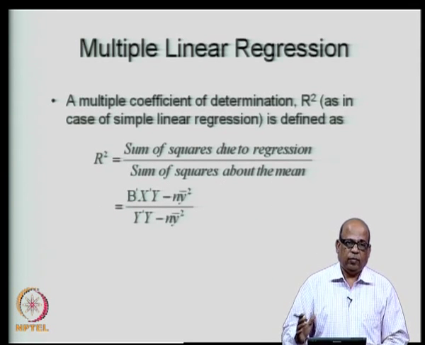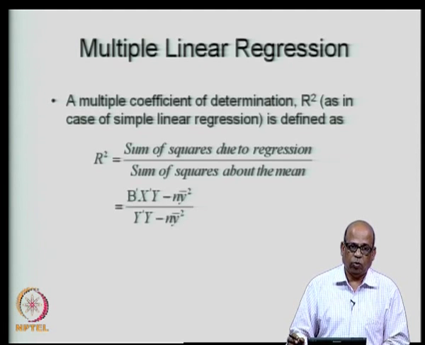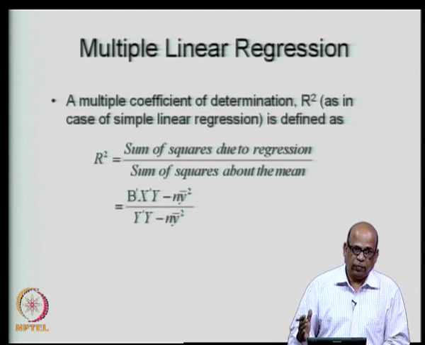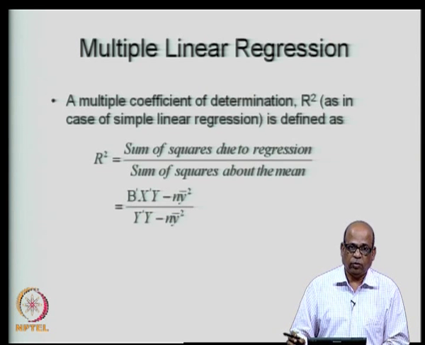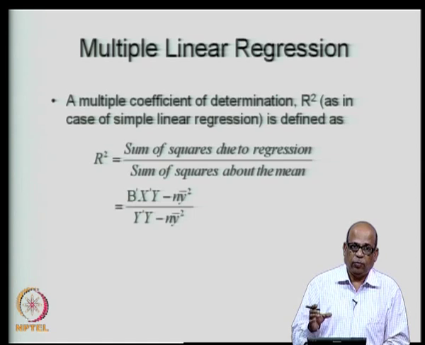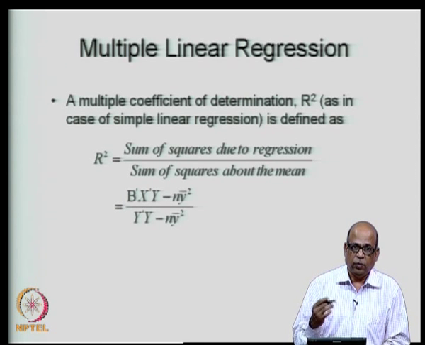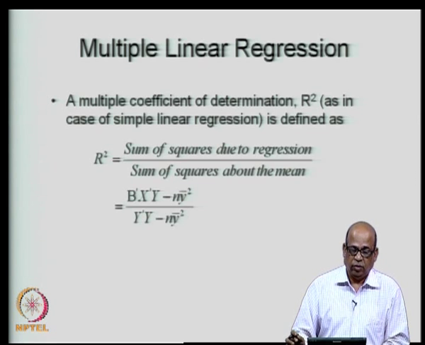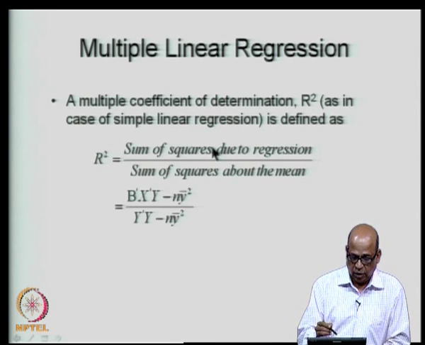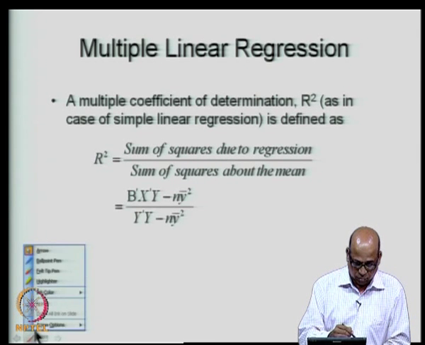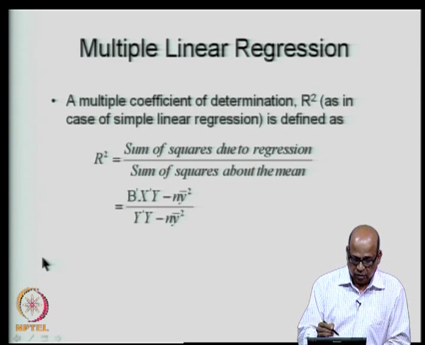Recall that in our linear regression, we also obtained the goodness of fit for the line, which was given by the R square, the ratio of the sum of square errors due to regression and the sum of square errors about the mean. So, that is what you get in multiple regression also. So, we define the sum of squares of errors.